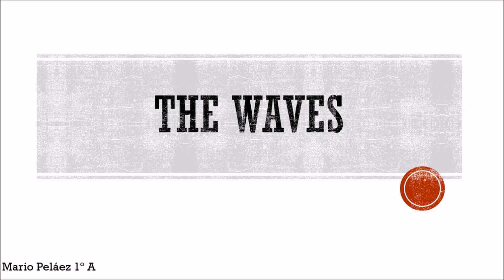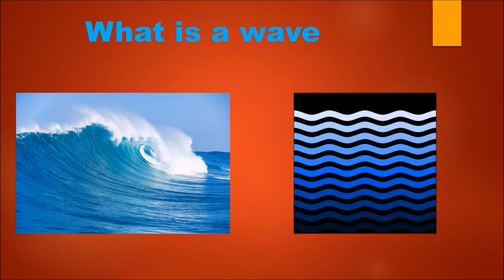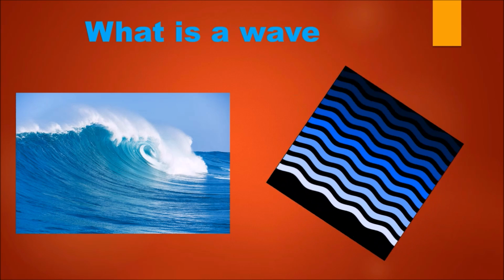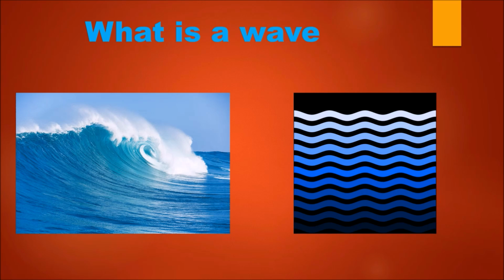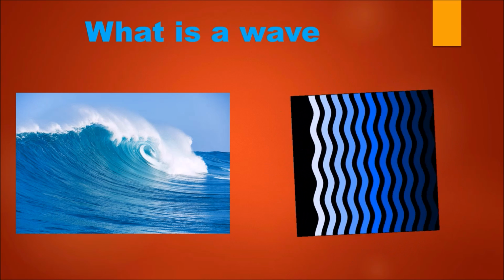Now we are going to talk about waves. Waves are movements of the ocean water. The waves are formed when an object crashes in the water, by the wind, and by the attraction of the moon.